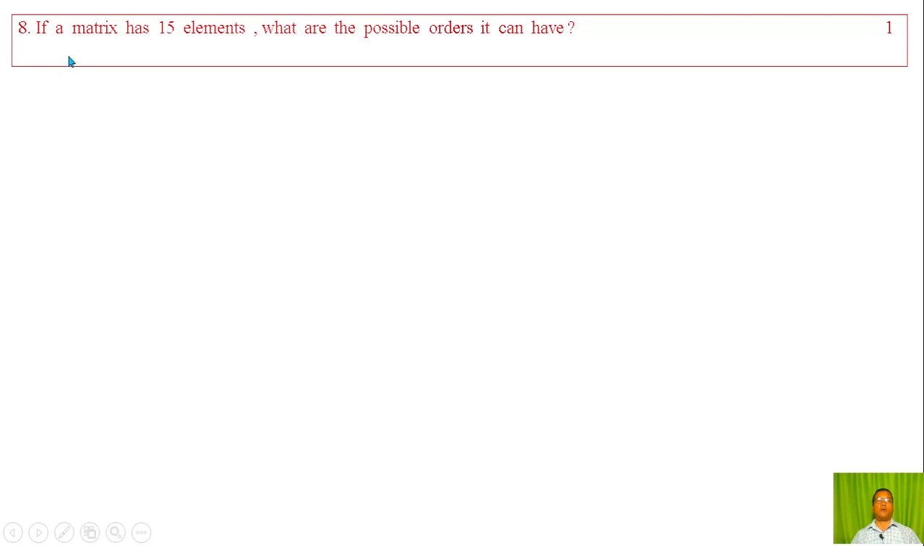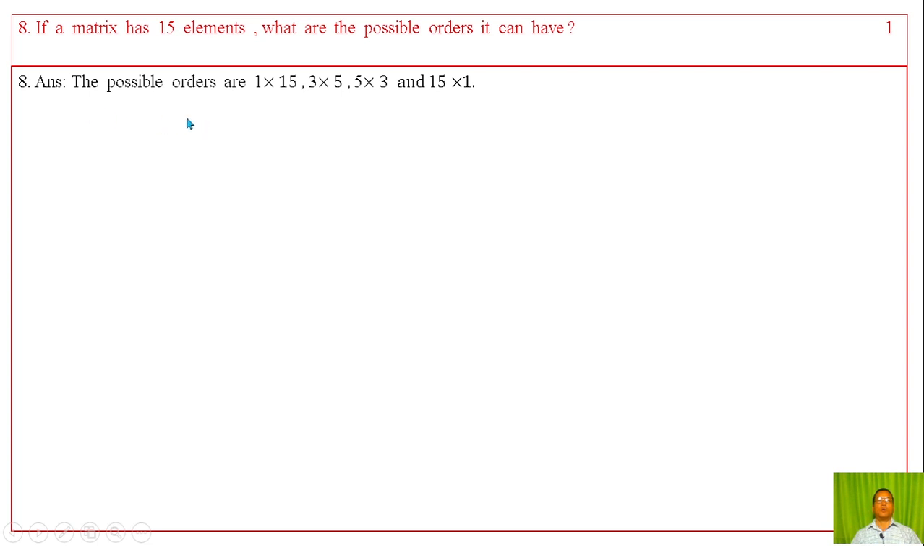Question number 8. If a matrix has 15 elements, what are the possible orders it can have? The possible orders are 1 by 15, 3 by 5, 5 by 3, and 15 by 1.